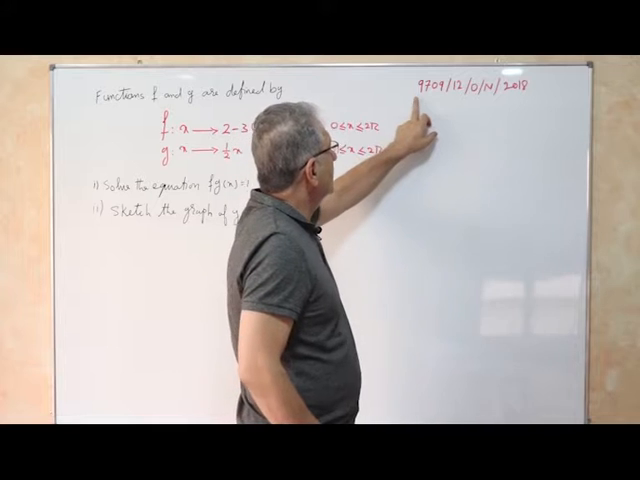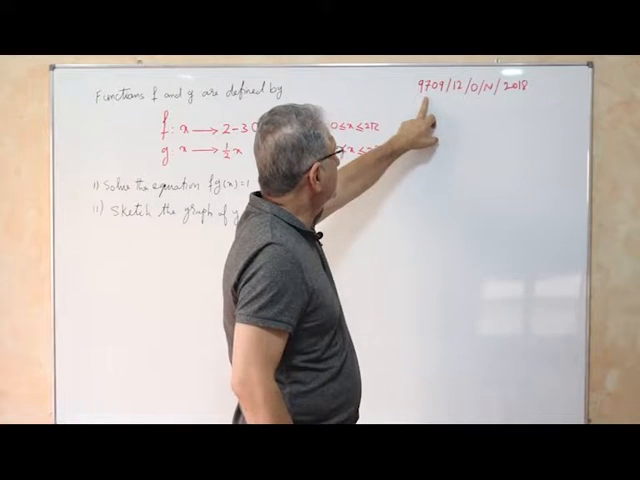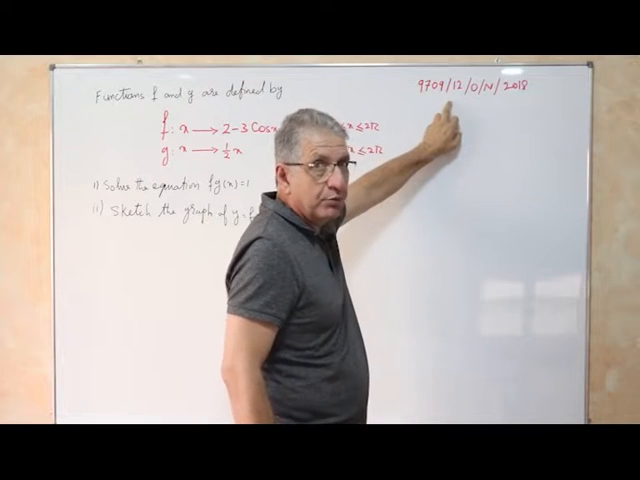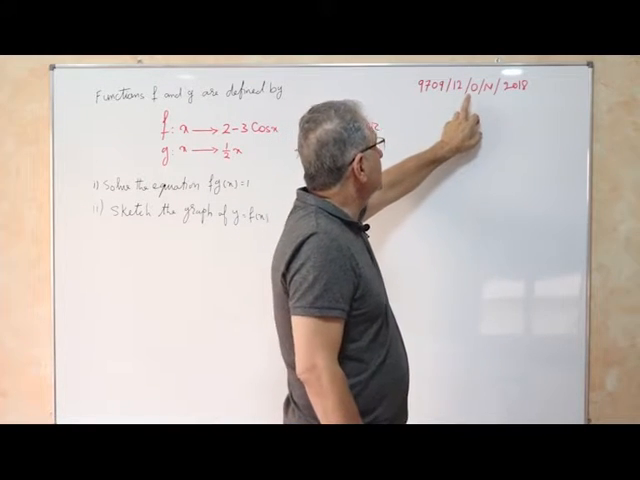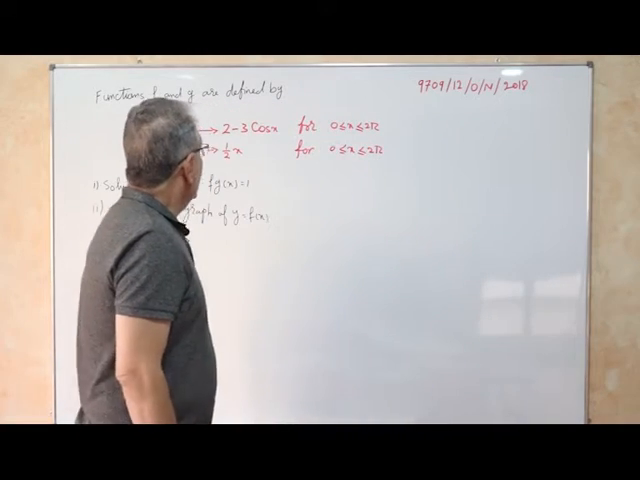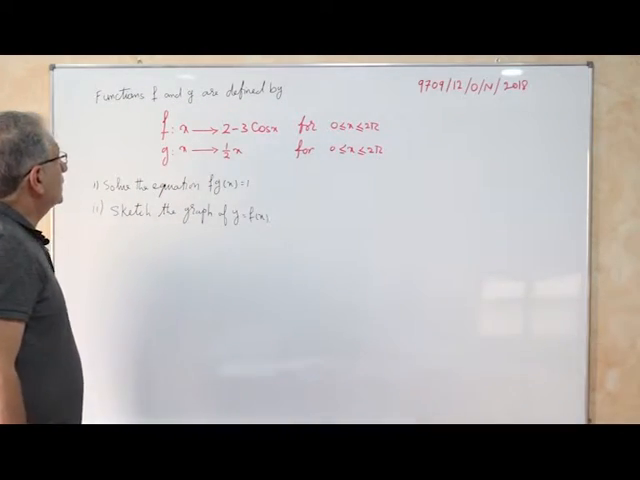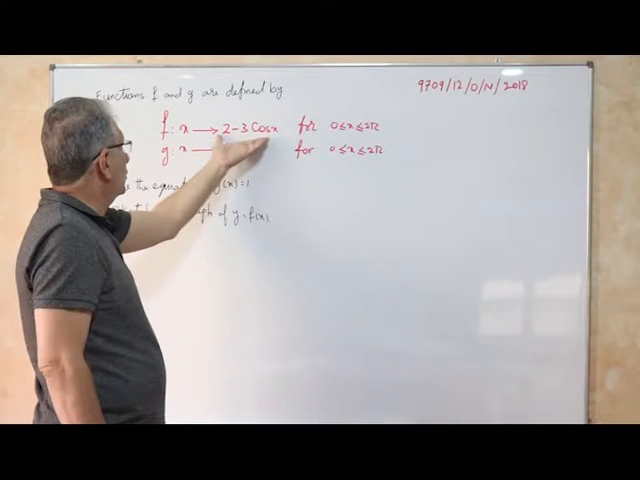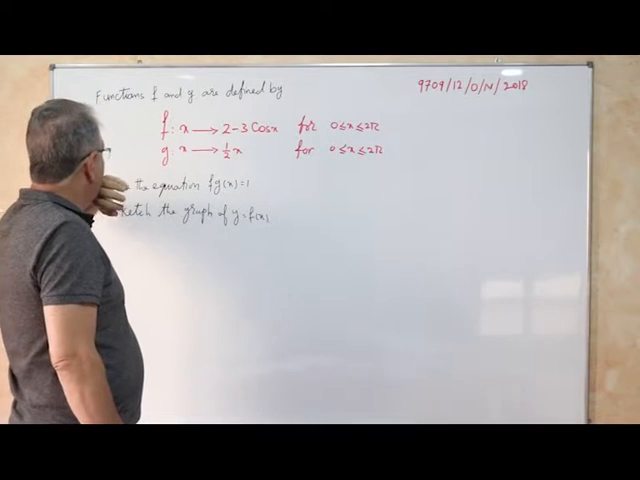This is the code of the paper, 970912. That means this is paper 1, pure mathematics 1, and this is an October-November 2018 question. This is a question on functions and trigonometry, because it's a trigonometric function.